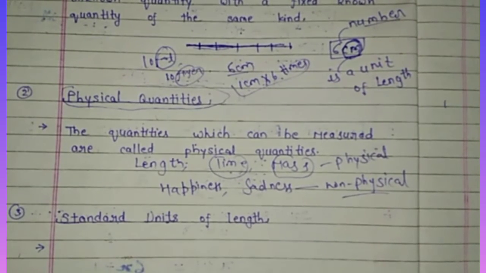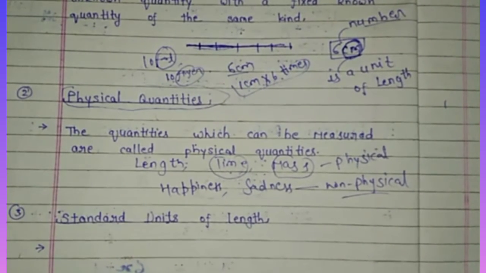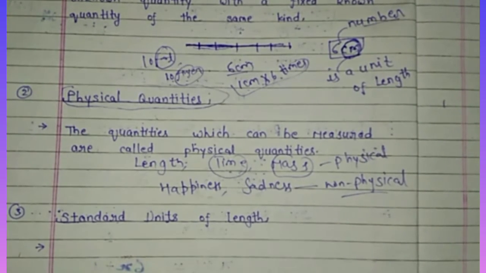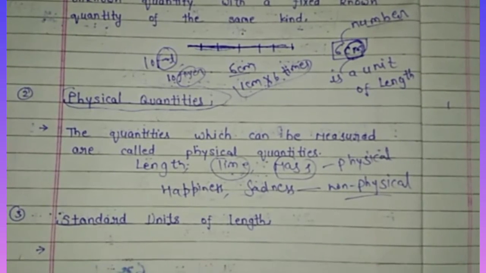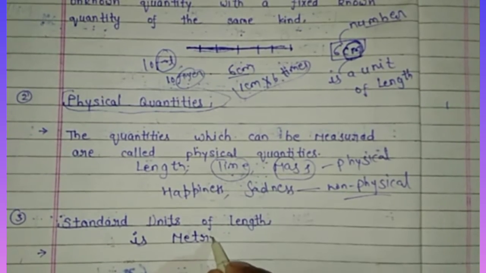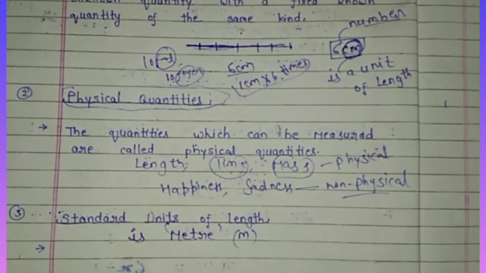Okay, so what is the standard unit of length? The standard unit of length in the SI system. What is the SI system? This is a kind of system that helps us to write and read any physical quantities in a standard unit. This is approved by the international system. Okay, now the standard unit of length is meter. Okay, meter, m is the standard unit of length.